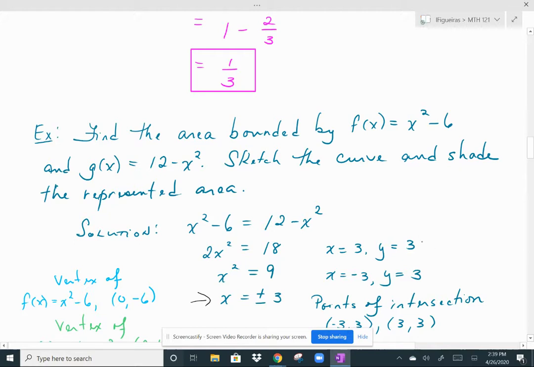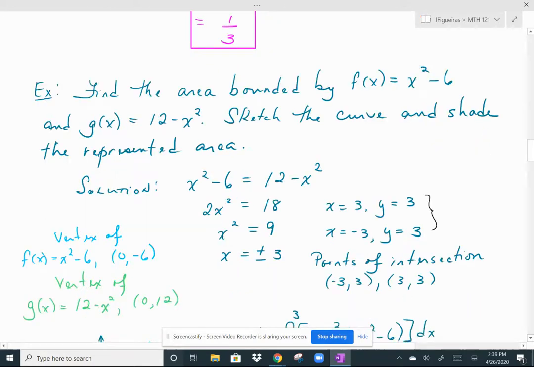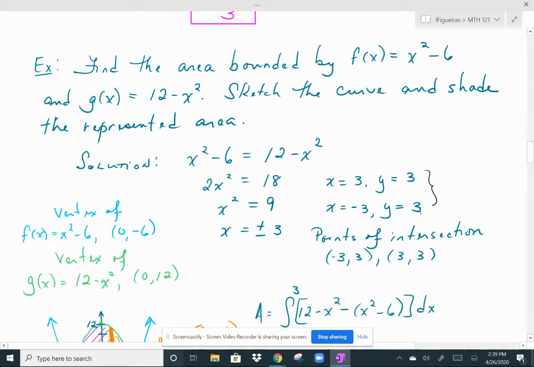Okay, so now you plug in to either one of the two equations. When x is 3, y is 3. When x is negative 3, y is also 3. So my points of intersection are (-3, 3) and (3, 3).